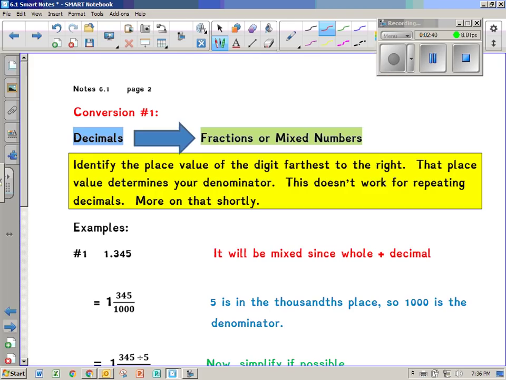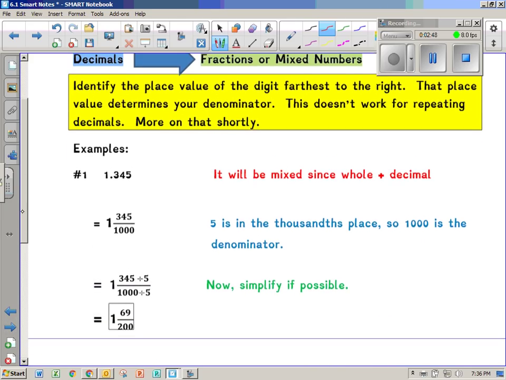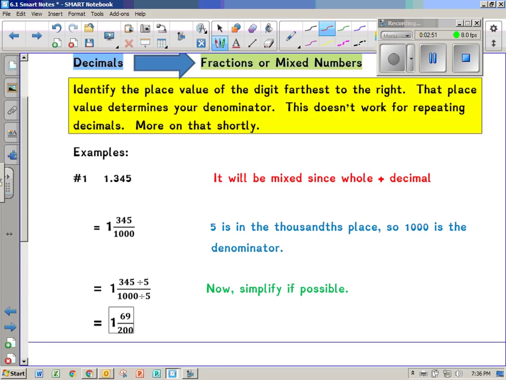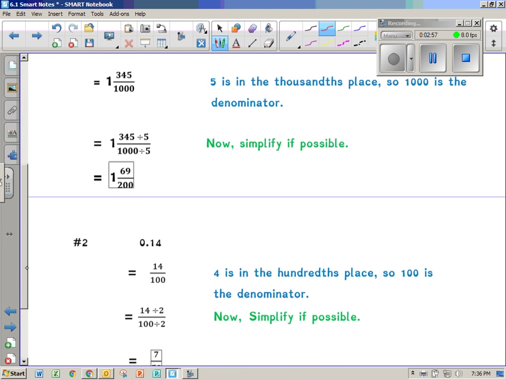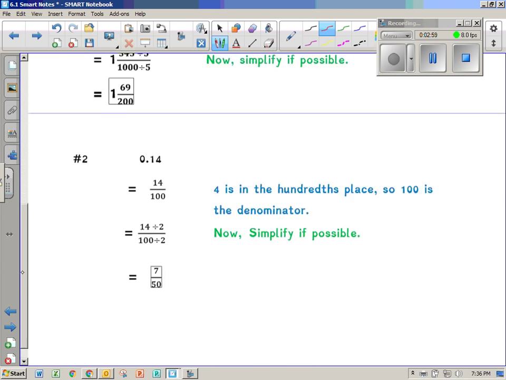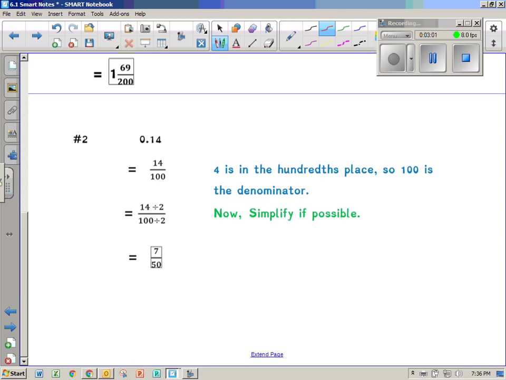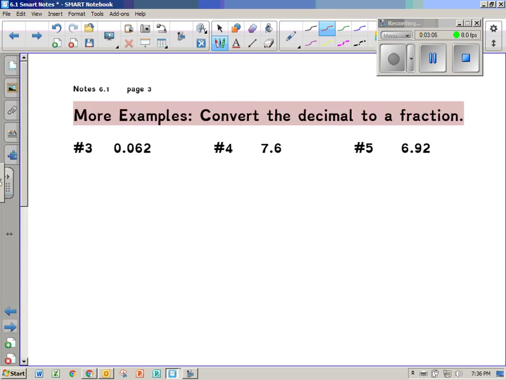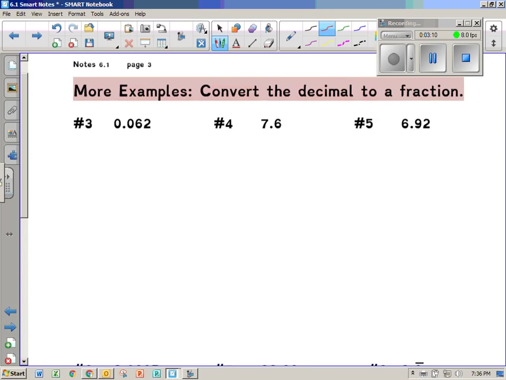Sorry, let's go to the next page. So let's talk about how you actually do the conversion, decimal to fraction. All you really have to do is know your place values. So I've given a couple of examples here with the steps written out, and I suggest you read through those before continuing with the video, and then we'll work some problems together. So hopefully you've read through those steps.